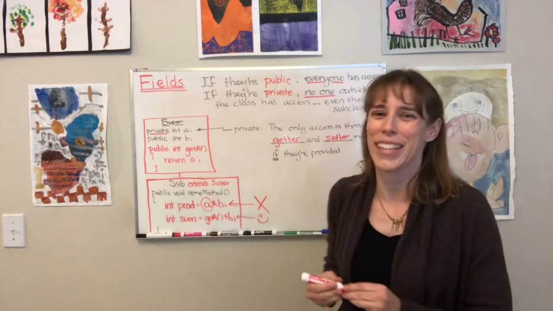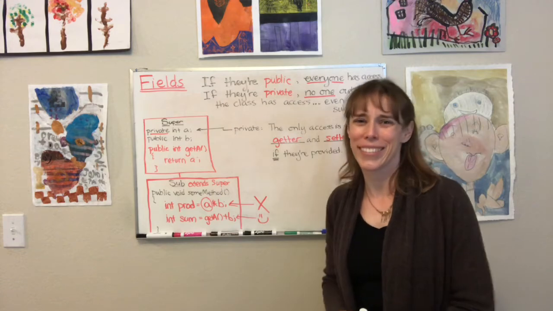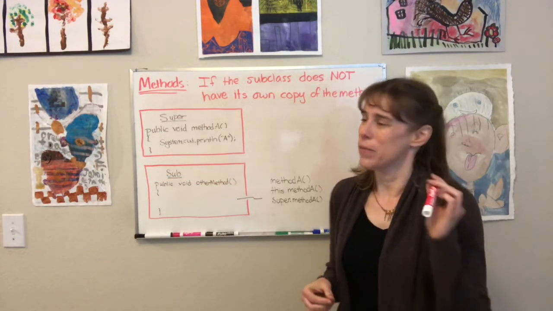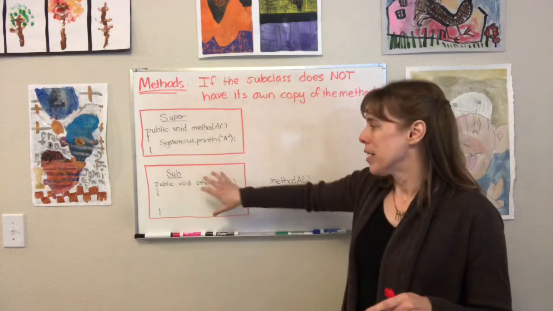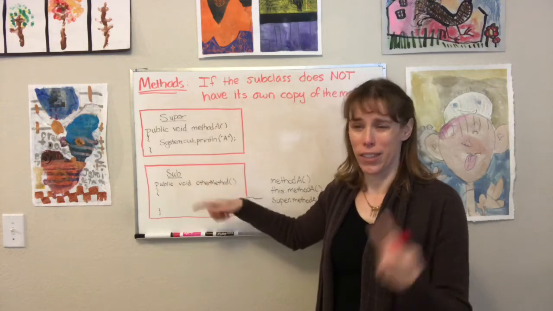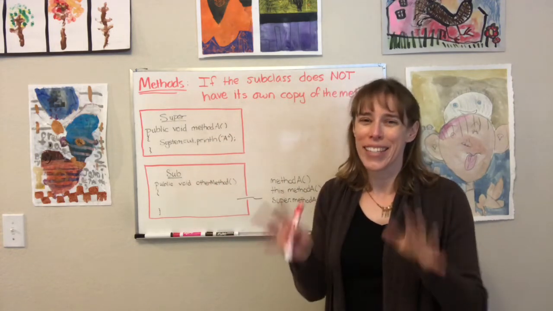Here we go. Next one. On to methods. How do you share a method with your child? There are two possibilities for methods. Either the subclass has its own version of method A and it's like overriding it, or it just doesn't. So we're going to handle the easy one first.